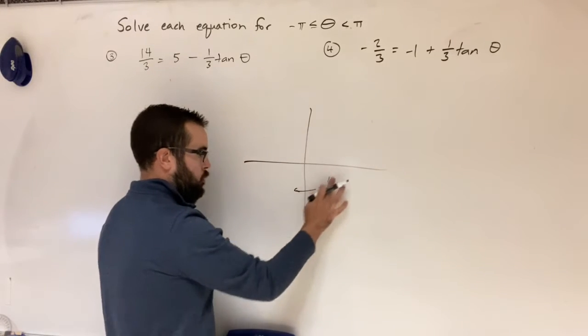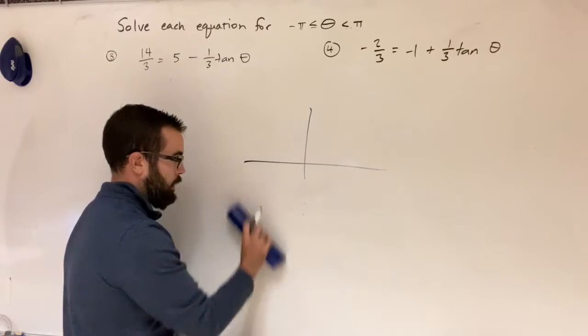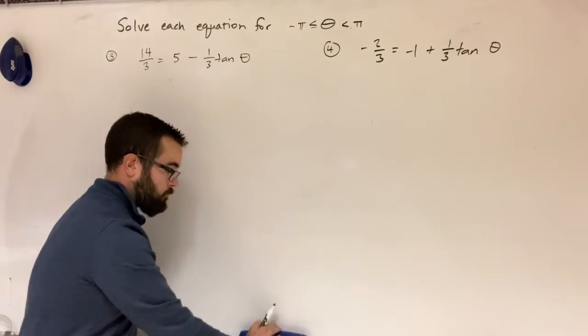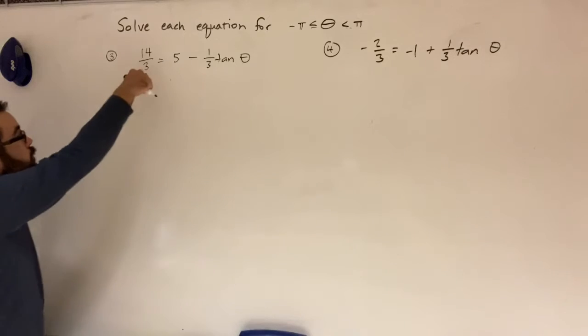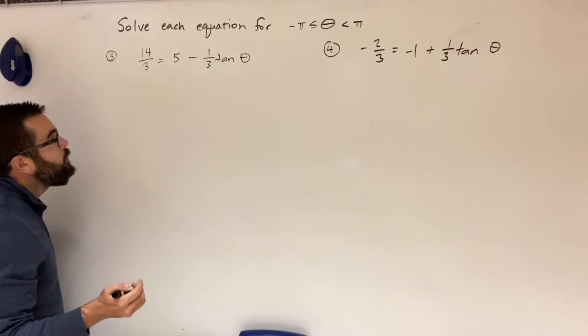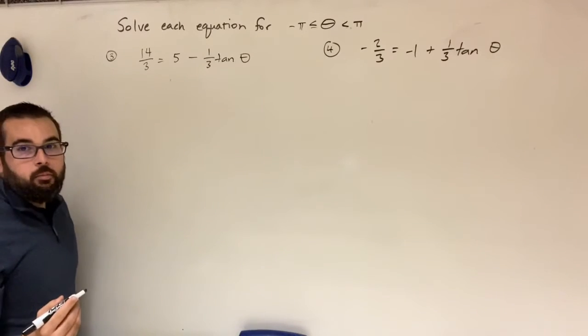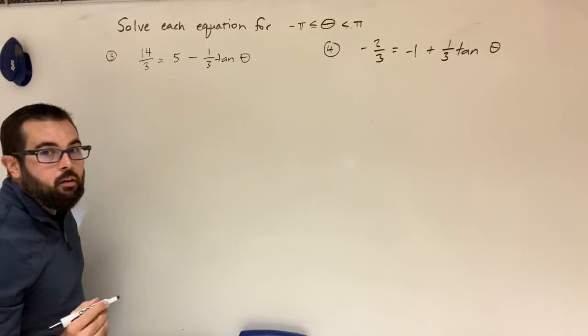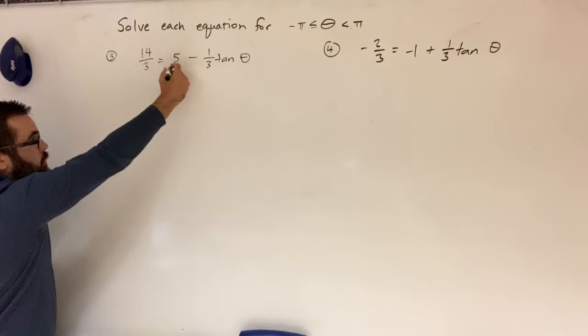Okay, so we're gonna come across this, and I wanna show you how to figure this out. So let's start with the first one. We have 14/3 is equal to 5 minus 1/3 tan theta. So I'm gonna start by subtracting 5. All right, so I have to start off by doing some fractions.